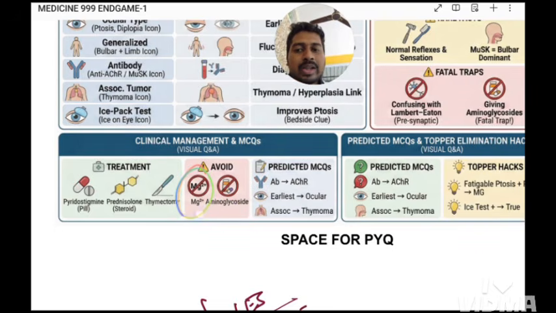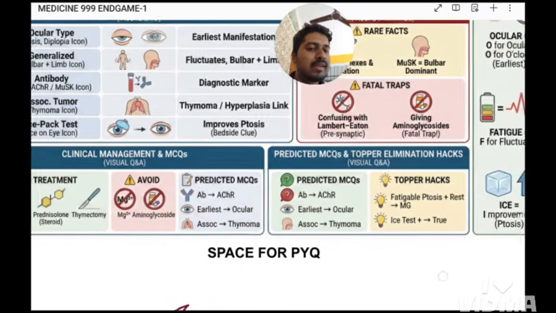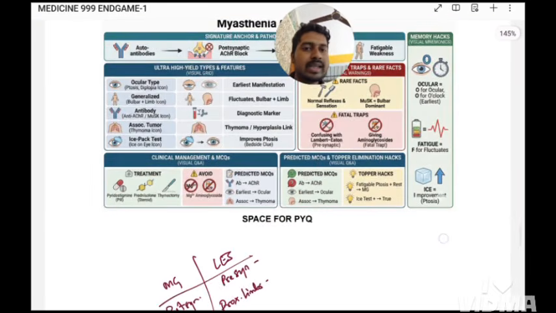Now, what you should avoid? You should avoid magnesium and aminoglycosides because both of these decrease transmission across the receptor, that is, the postsynaptic receptor. So you will avoid both. Next, which antibody is involved? Acetylcholine receptor antibody and anti-MuSK antibodies. Earliest feature is ocular feature and the associated condition is thymoma. So I think I have explained everything related to this.